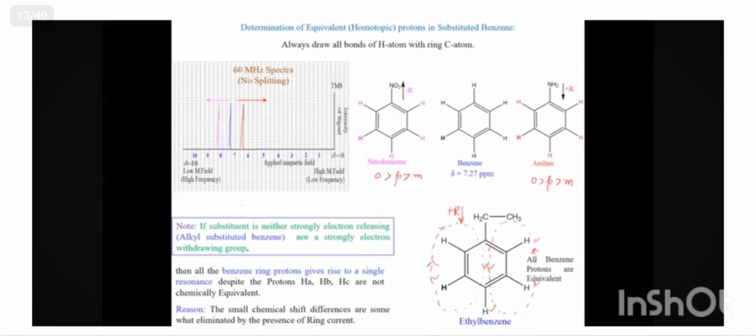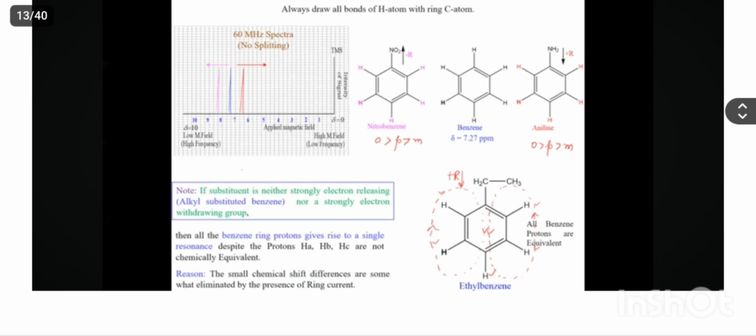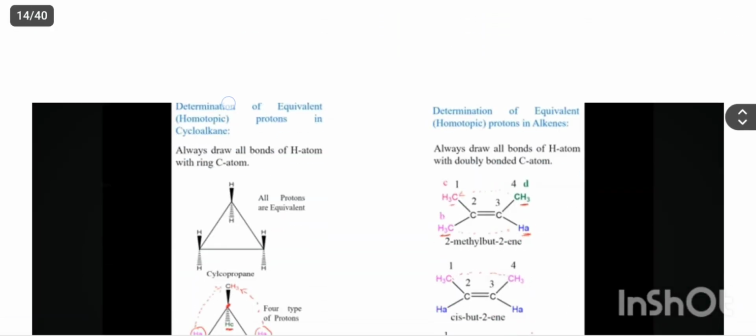Determination of equivalent homotopic protons in substituted benzene. Always draw bonds of all hydrogen atoms with the ring carbon atoms: ortho, para, then meta. If the substituent is neither a strongly electron releasing nor a strongly electron withdrawing group, then all the benzene protons give rise to a single resonance, even though protons HA, HB, HC are not chemically equivalent. Reason: the small chemical shift differences are averaged out by the presence of the ring current.